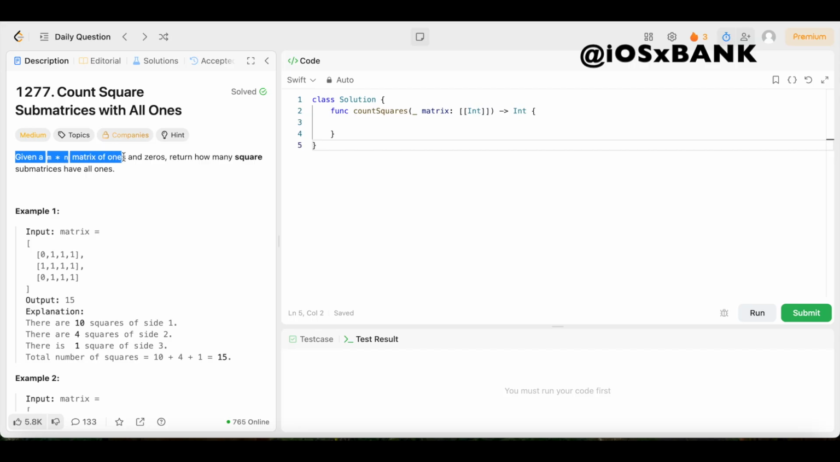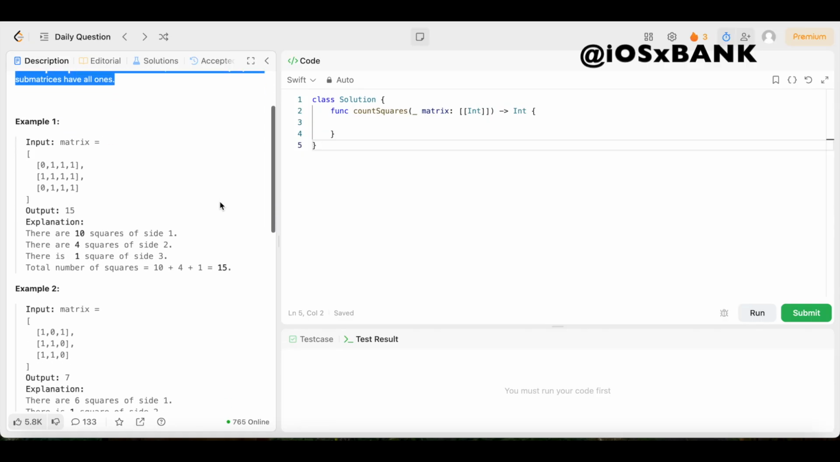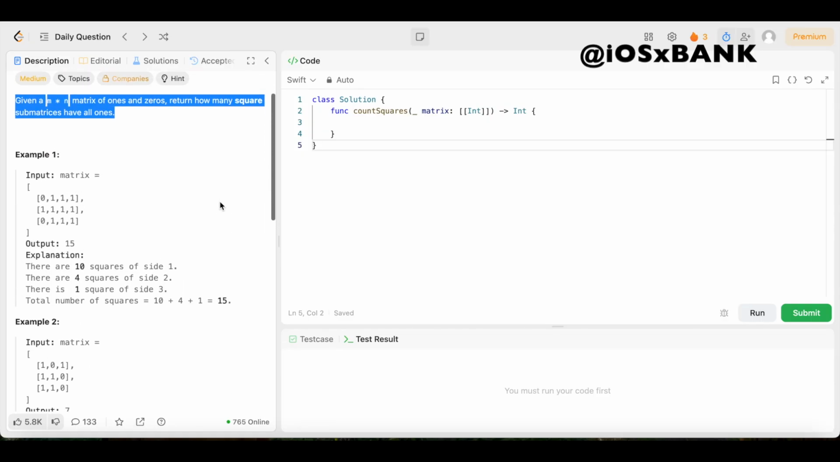Now let's see what the question says. Given the n by n matrix of ones and zeros, return how many square submatrices have all ones. All right, y'all, so that sounds pretty simple, but let's go ahead and take a look at these examples anyway, just to make sure that we are doing this problem correctly.